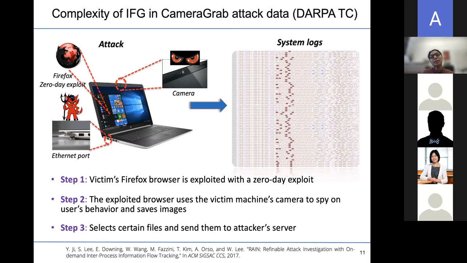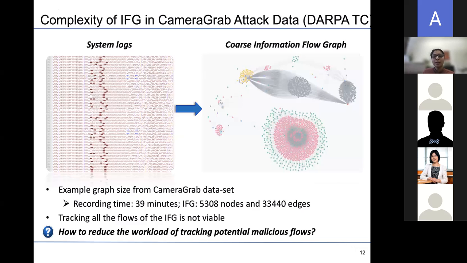So we recorded the system log for this attack, and I'm just putting a screenshot of the system log here. If we build the information flow graph for this, it results in a huge graph. And this is just for 39 minutes of recording. It resulted in a graph with more than 5,000 nodes and more than 33,000 edges. So if we record for a longer time, the graph size is going to be even bigger, right? So analyzing this huge complex graph is computationally not viable.